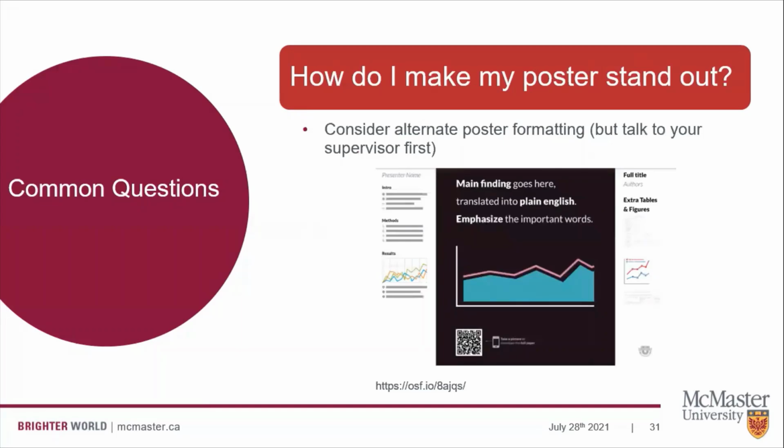And you can also consider some alternate poster formattings, but talk to your supervisor first, of course, because these might not be what they're expecting. But there are alternate poster templates out there that focus on unique ideas, like having a really bold section in the middle for highlighting your key findings, or one very large graphic in the middle to convey the idea of your research. So there are lots of alternate formats you can explore that might have different points of emphasis on the poster, but still convey all of those key points that we've discussed.